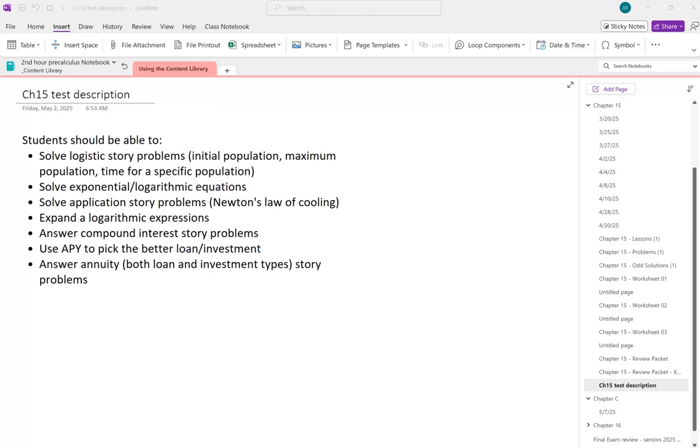So that's the test format. Do you guys feel reasonably okay about what to expect there? Pretty clear as to what the test should look like, I hope.